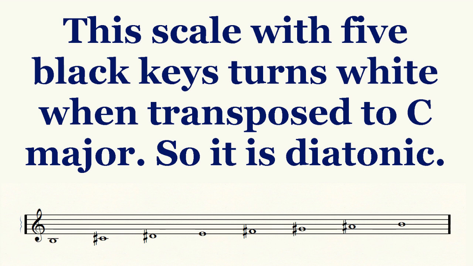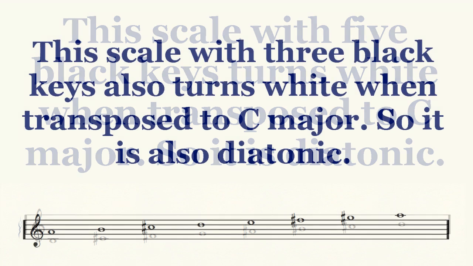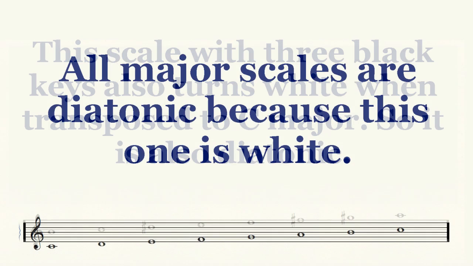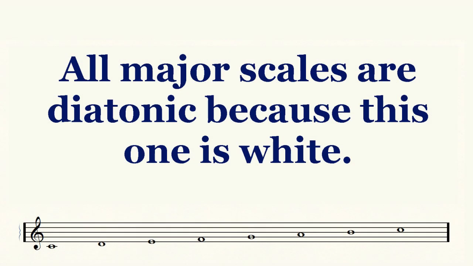For instance, if you play a B major scale, it has 5 black keys. Or if you play an A major scale, it has 3 black keys. But since you know that 1 major scale, the C major scale, is all white, we instantly know that all major scales are diatonic.